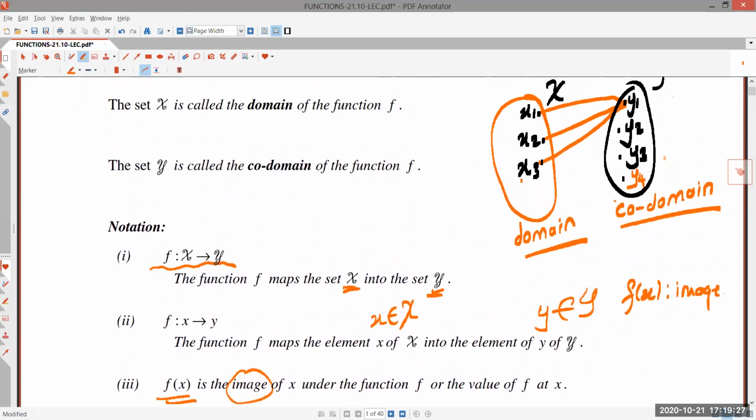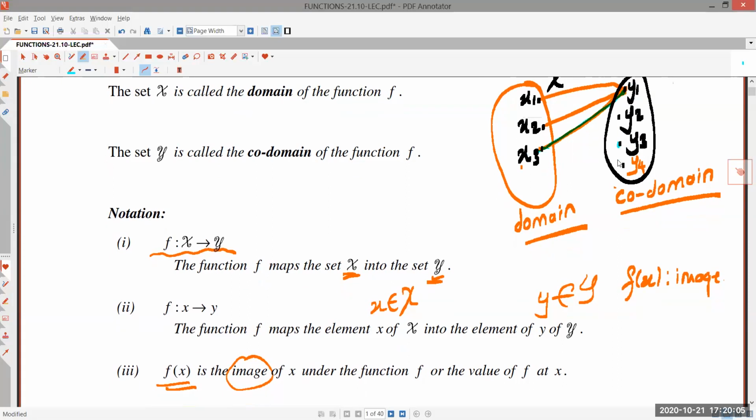I can't just take, for example, this x3 and map it to y3. This is not allowed as well. So this doesn't become a function then, because here x3 has an image y1 and also an image y3, and this is not acceptable. Either it will be assigned to y1 or y3. If there is such a thing as here, we say that this is not a function. So this is also something which we take care of.